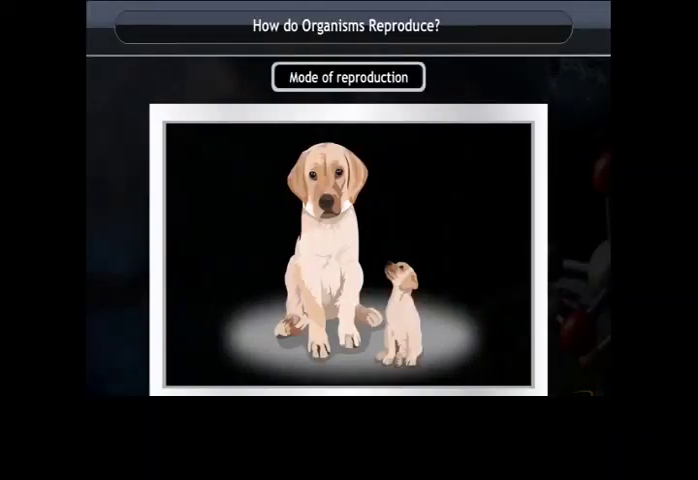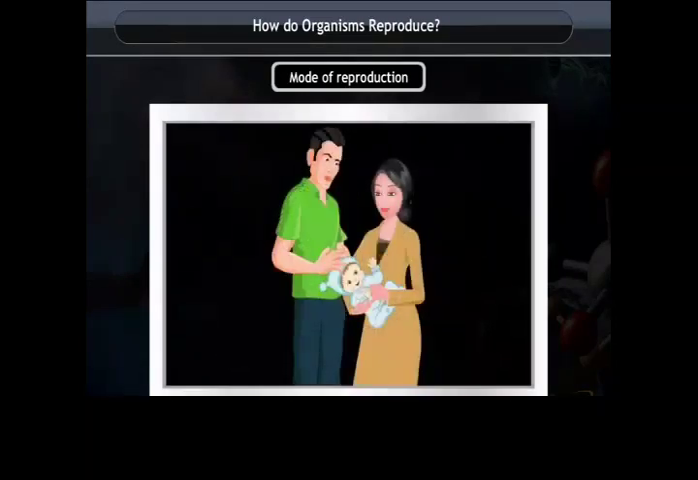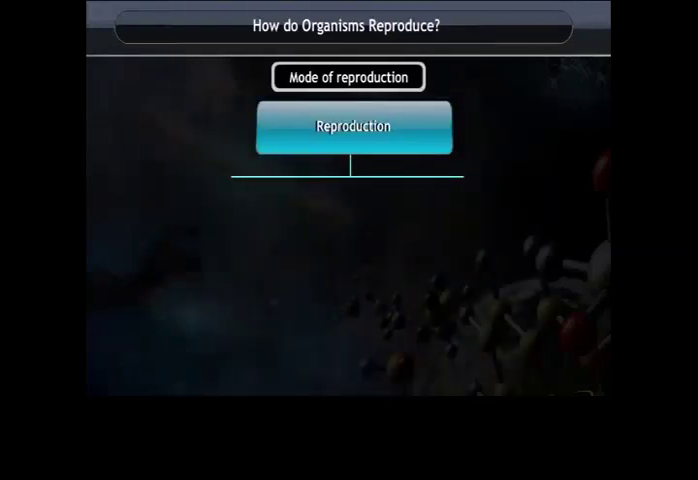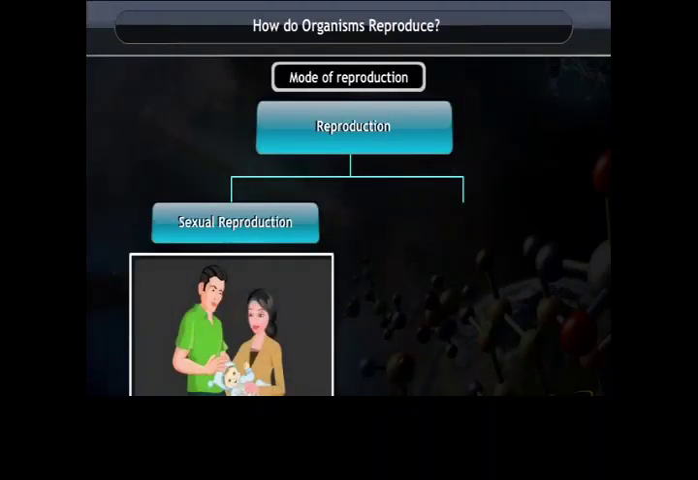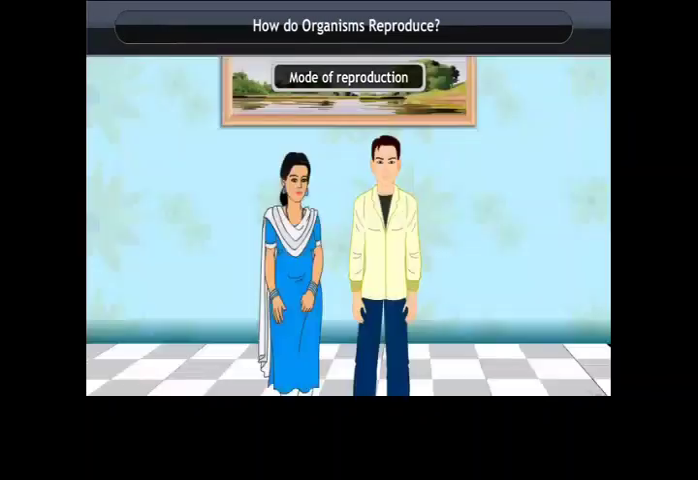How do organisms reproduce? Mode of reproduction. Reproduction can be defined as the ability of an organism to produce a new generation which is identical to its species. All living organisms reproduce either by sexual reproduction or by asexual reproduction. For sexual reproduction, both male and female partner are essential.